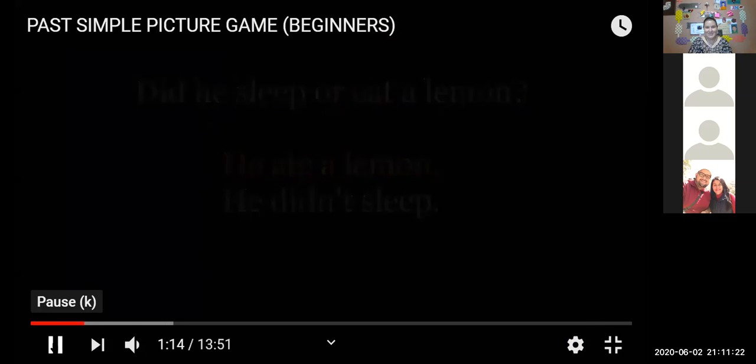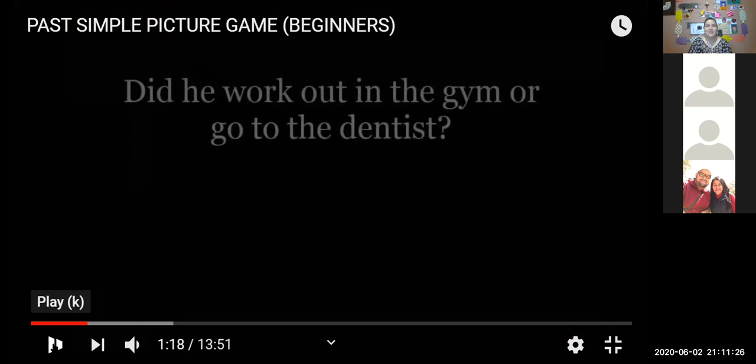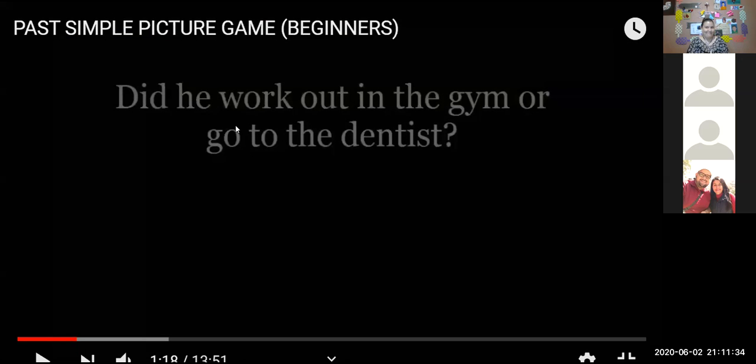Very good. Good job. What do you think of this picture? Did he work out in the gym or go to the dentist? That's a tricky one. He went to the dentist. Right, he went to the dentist. And? He didn't work out in the gym. Okay, let's find out.